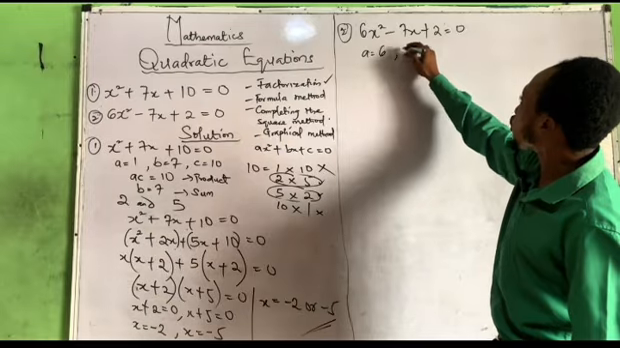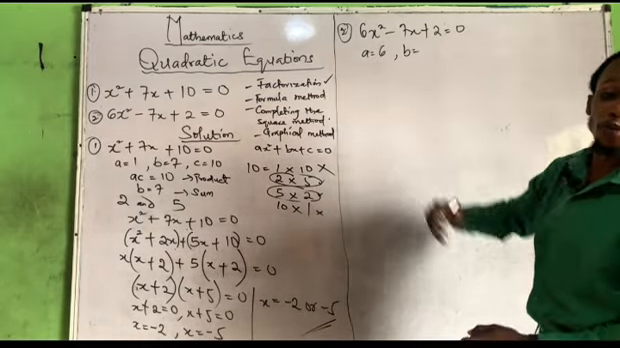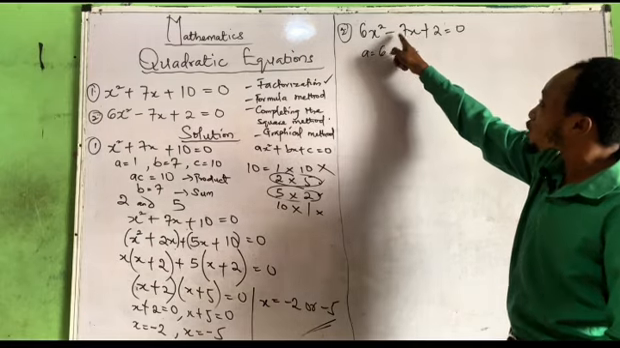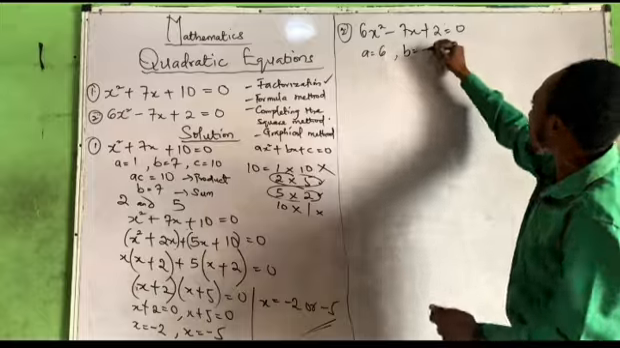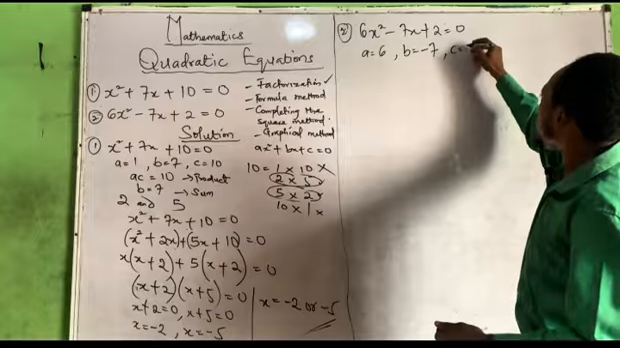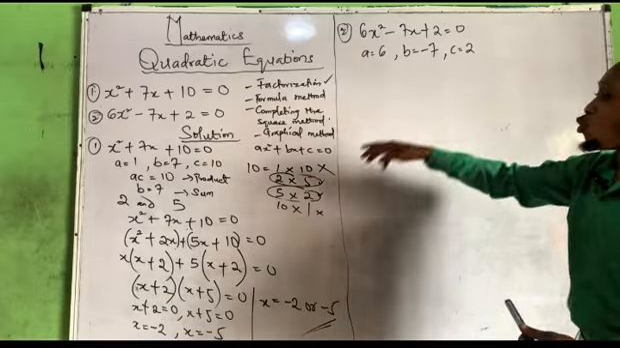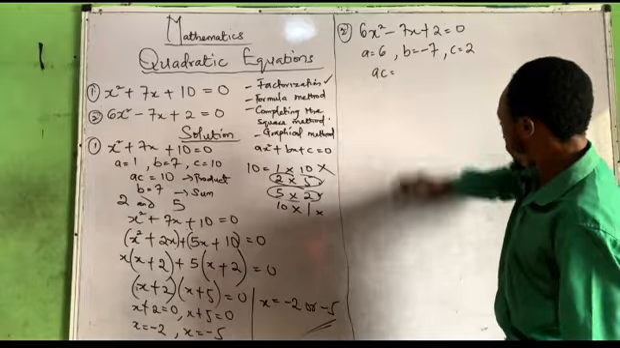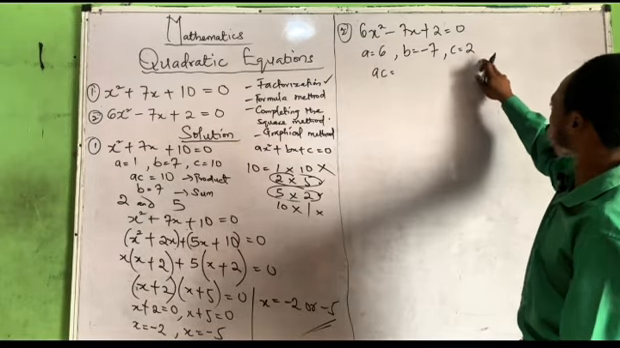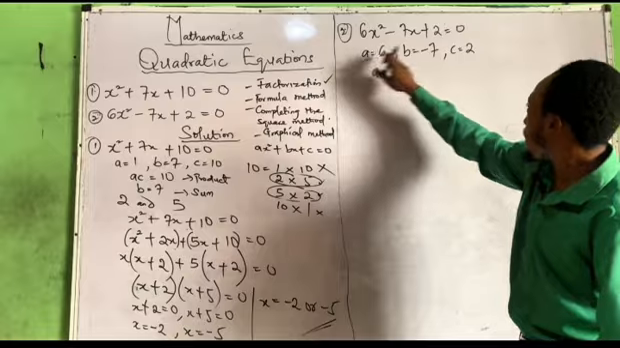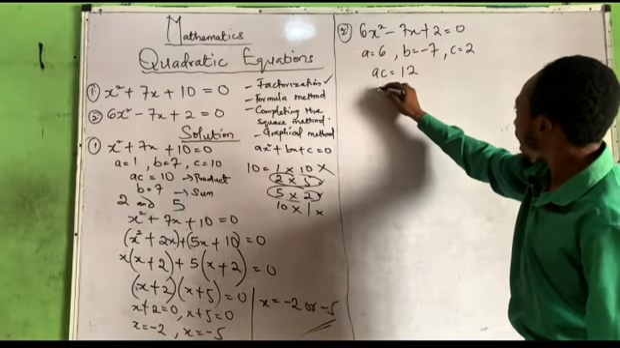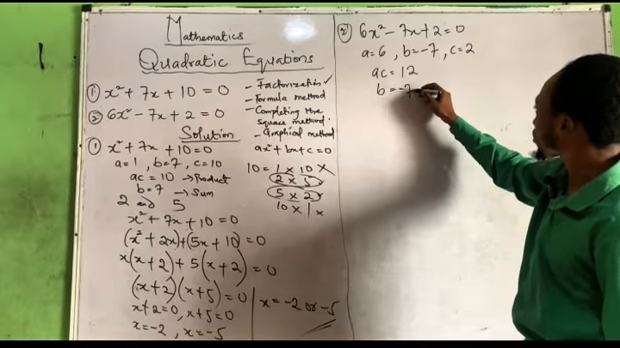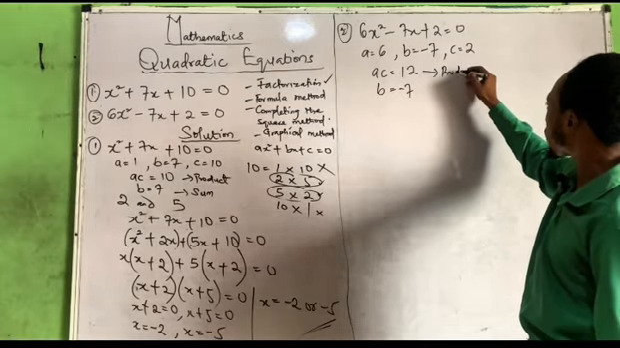Now also, b, what is beside x? Now most people make this mistake. They will say 7, but it is not actually 7. It is minus 7 because the coefficient of x is minus 7. And then c is plus 2. Now from here, we need our product and our sum. Our product is ac, which is 6 times 2, which is 12. And then our b, the coefficient of x, is minus 7. Don't forget, this is your product and this is your sum.